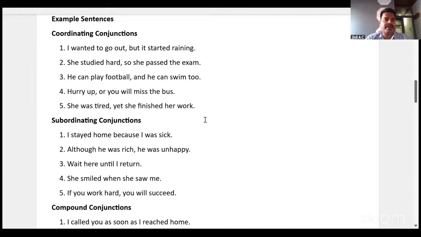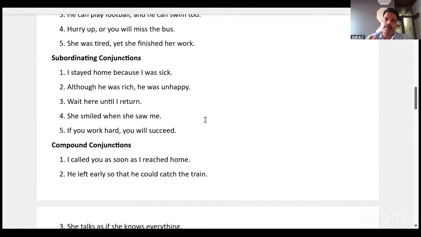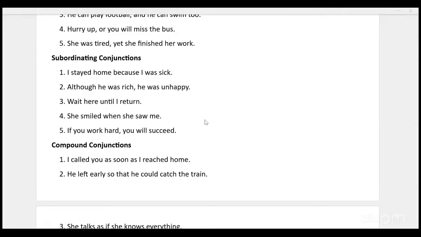So these are all coordinating conjunctions. Yet means but only. Now look at the subordinating conjunctions. Who can read those sentences? Sir, can I? Please introduce yourself. Sir, I'm Saraswati.